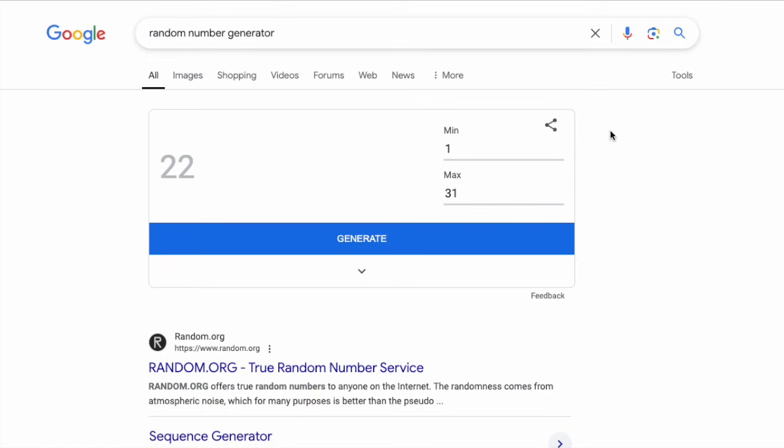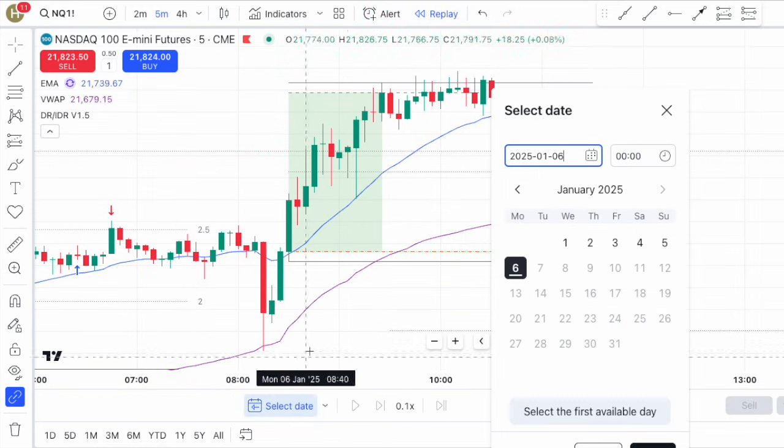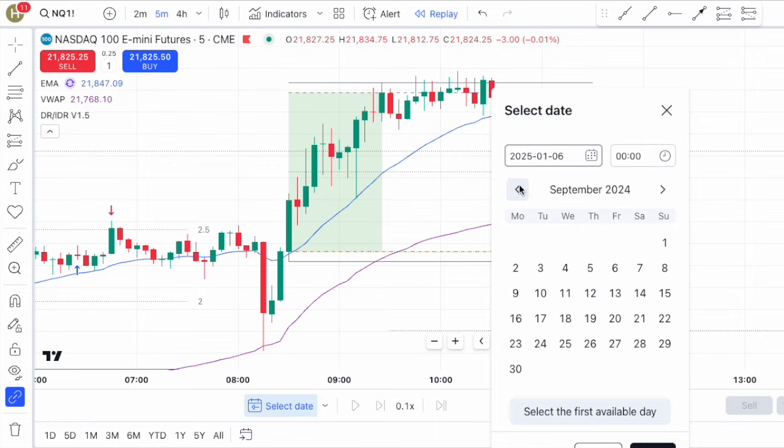Okay, so let's go to the random number generator. Let's generate a new day. 12. Okay, so we are going to go into replay, select a day, go backward, I guess September 12th.